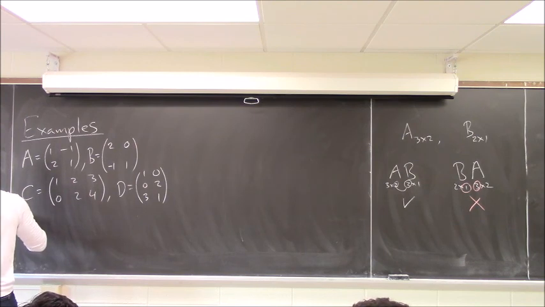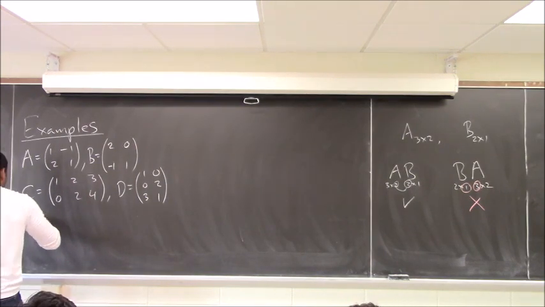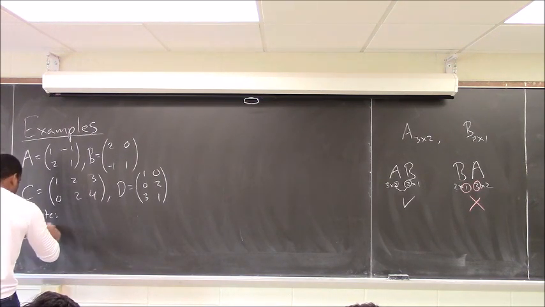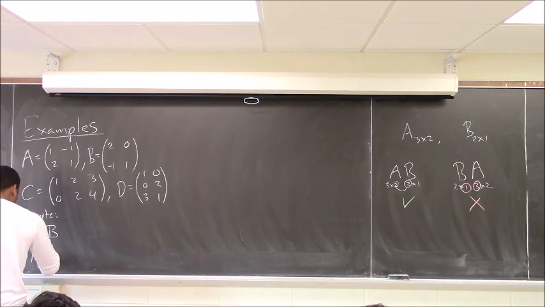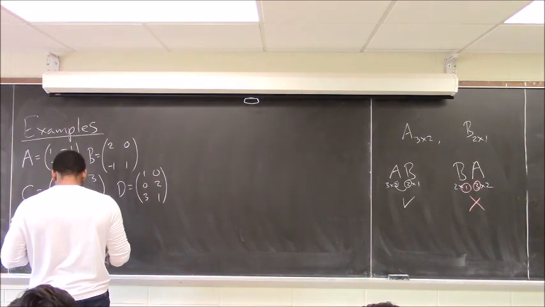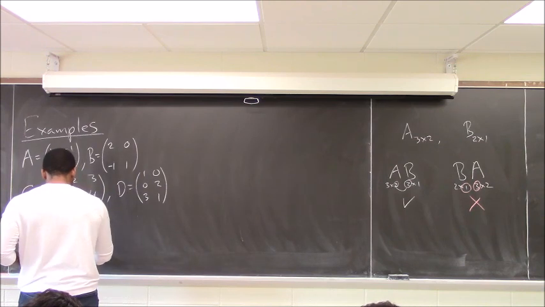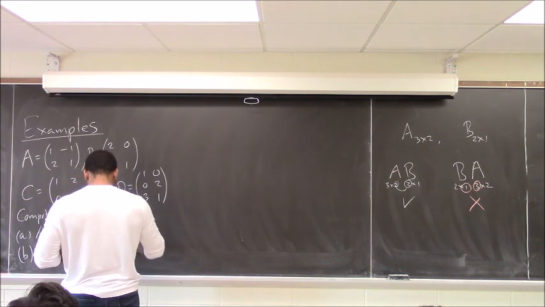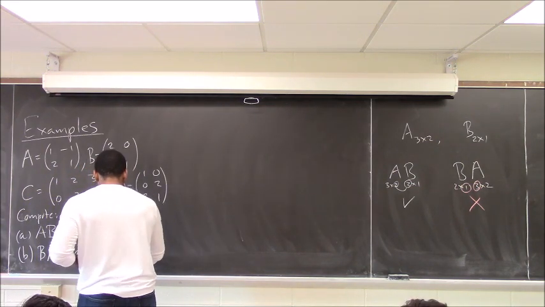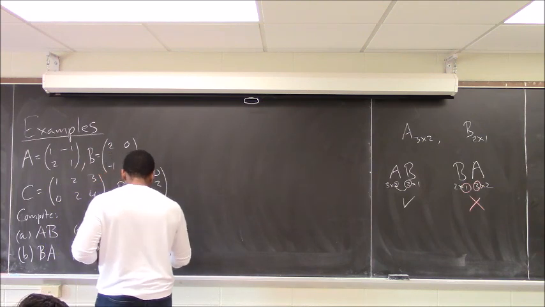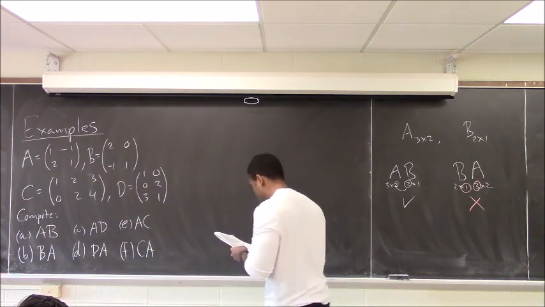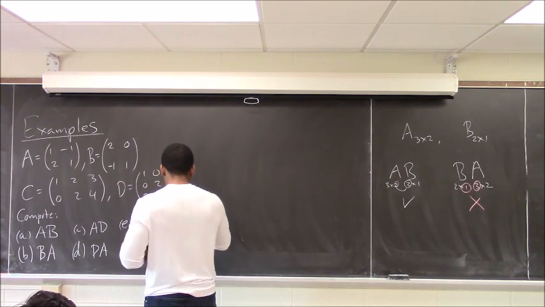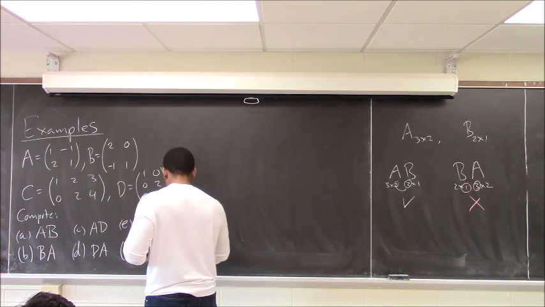Okay, I want you to compute the following. A. Compute A times B. B. Compute B times A. C. Compute A times D. D. Compute D times A. E. Compute A times C. F. Compute C times A. I'm just swapping the orders a bunch of times so you can see that you'll get different things if you get anything at all. G. C times D. And H. D times C.